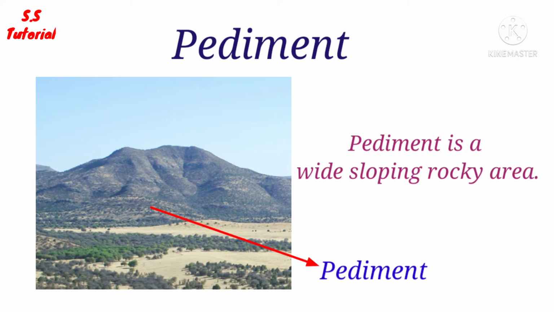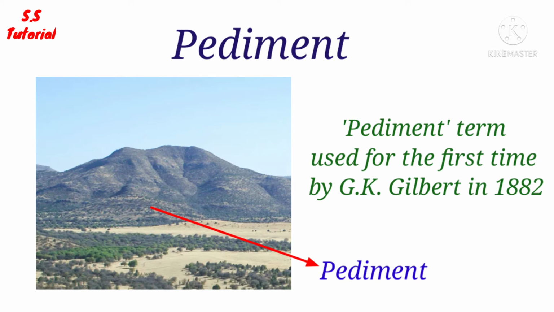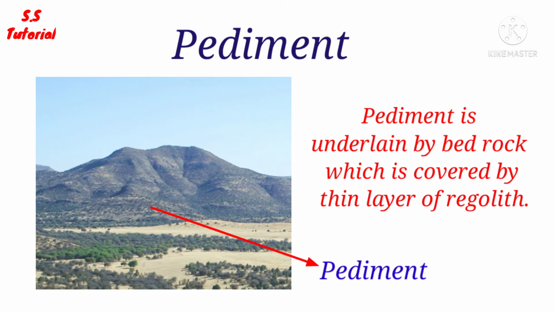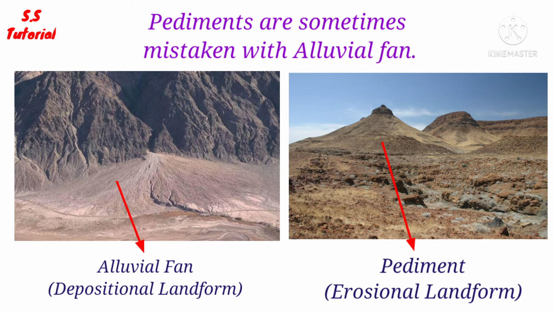Pediment is a wide sloping and rocky area. The term pediment was used for the first time by G.K. Gilbert in the year 1882. A pediment is underlain by bedrock which is covered by a thin layer of regolith, alluvium or debris derived from the upland area. Sometimes pediments are mistaken for alluvial fans. The main difference between them is that a pediment is basically an erosional landform, whereas alluvial fans are depositional landforms.